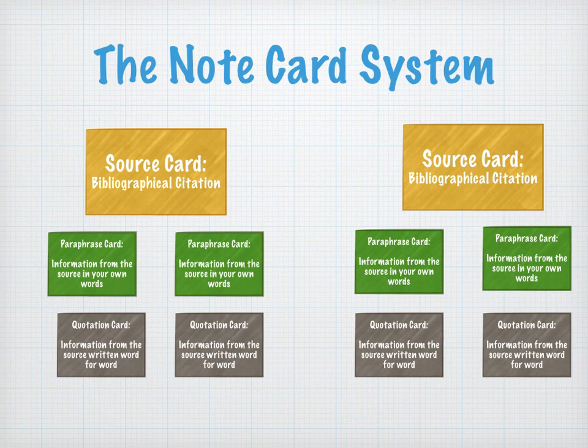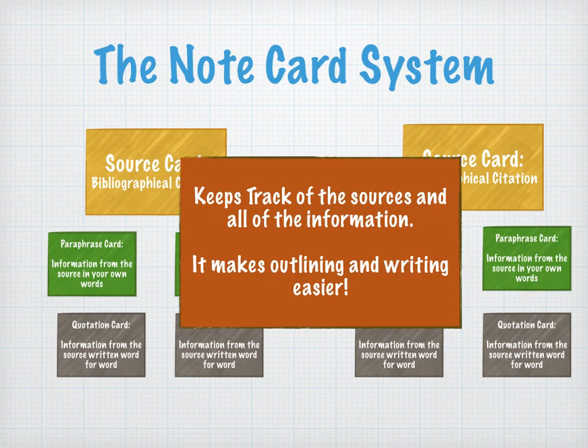So you might have multiple sources in which you have a source card for each of your sources, and then you have little cards that go along with them that match up. Now this might be a physical card, or like the examples I showed you, it might be a Google Slide. And this is going to help you keep track of all the sources and all the information. This is what's going to help you outline and write much better.